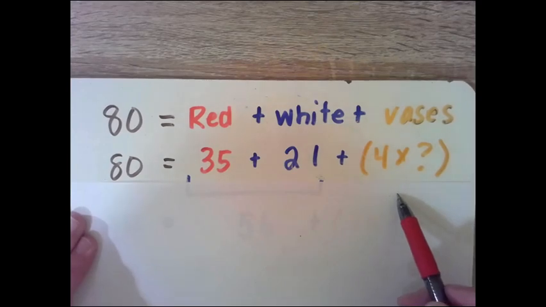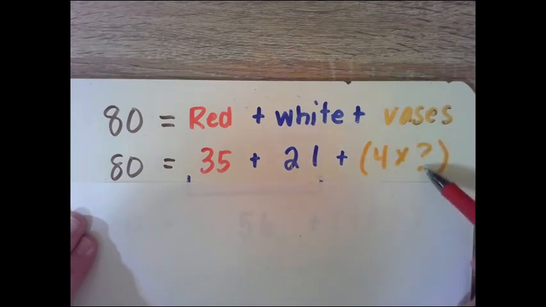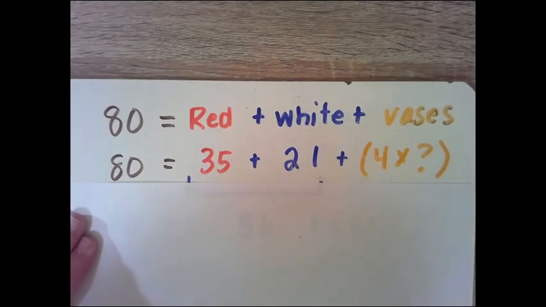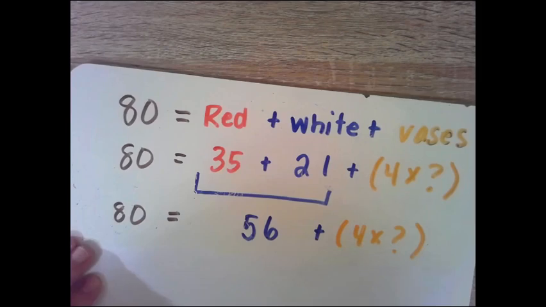But here's where it gets a little difficult. We know that he bought 4 vases, but what we don't know is how much each vase costs. So I'm going to go 4 times each vase, and that's our unknown. We don't know this yet. I grouped it in parentheses, and I also color-coded it with orange so you could see. So now I break it down again.